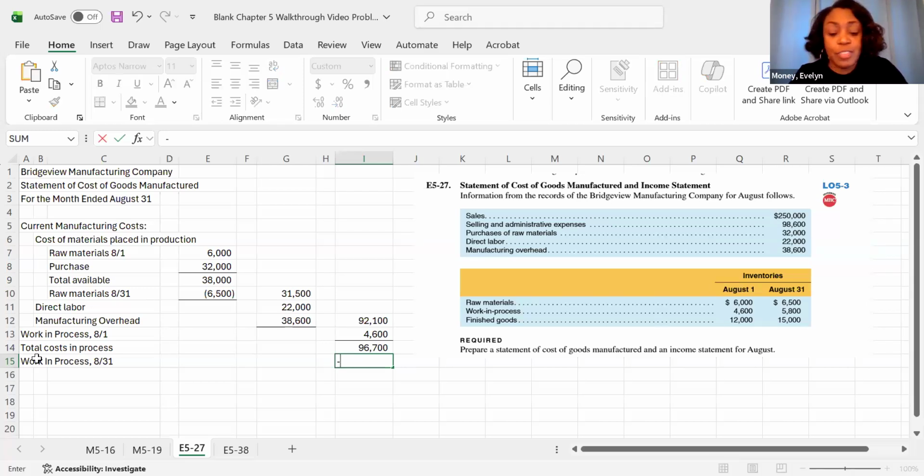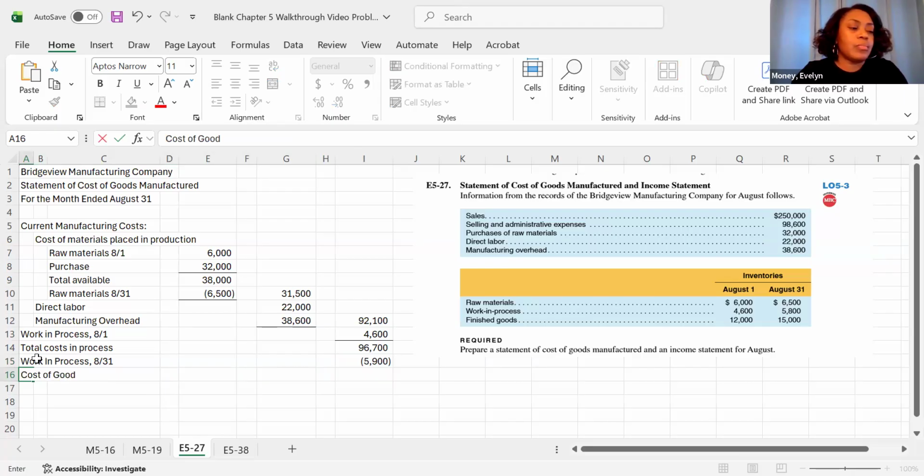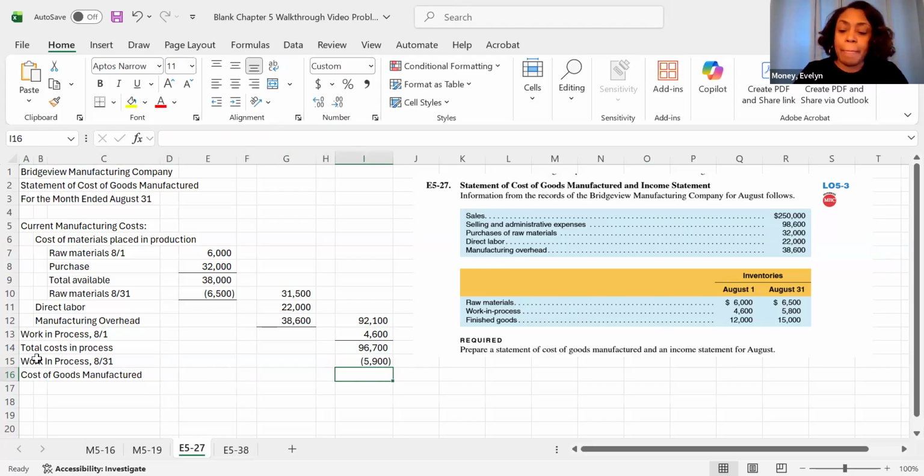Ending work in process is 5,900. And then that's going to give us cost of goods manufactured. We're going to combine those two.